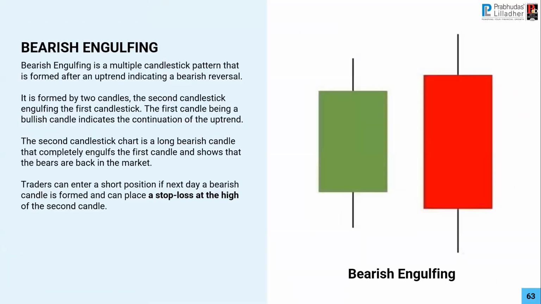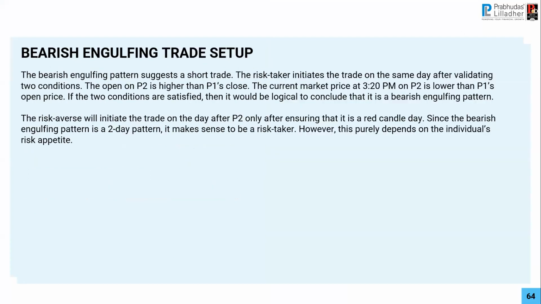Now we come to the bearish engulfing. Same way as we studied the bullish engulfing, we are going to study the bearish engulfing. The only thing is that this will happen at the peak of the rally. So that is why from bull, it is turning to bear, so we call it a bearish engulfing. So the trade setup is again the same. The high of the P2 is to be taken as the stop loss and continue with the trade.